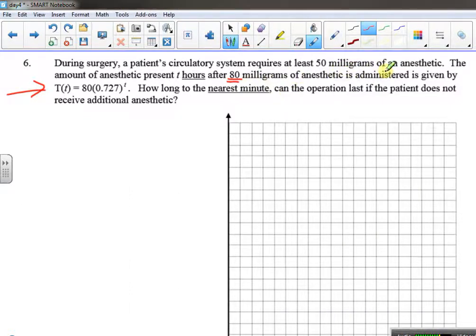Okay, at least 50 milligrams of an anesthetic. Well, the amount of the anesthetic is being measured in this case by T of t. That's replacing your f of x. So it says we have at least 50. We're going to start with 80, and we don't want to drop below 50. So that y-axis, if it's starting on 80 and we don't want to drop it below 50, we're interested in what's happening in between the 80 and the 50.